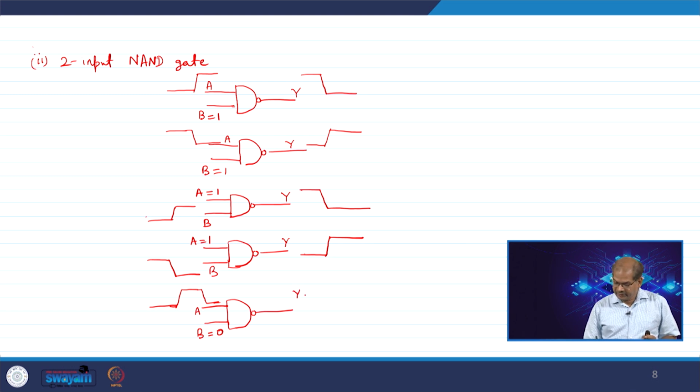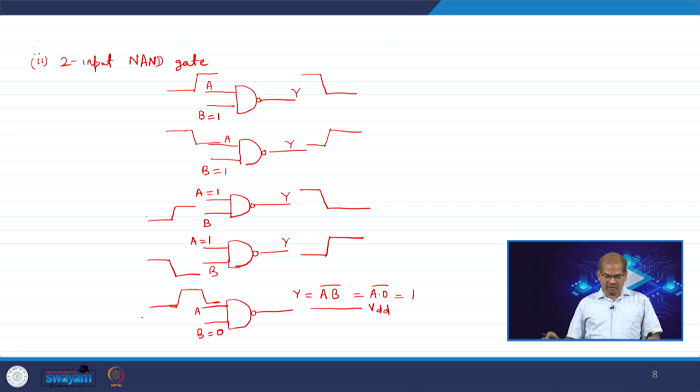Your Y is basically A into B bar. So, B is 0 means A into 0 bar, and 0 bar is 1. So, output will be held to VDD irrespective of change in the A input. Even if you do a transition in the A input, the signal will not pass to the next stage. So, it is not a valid timing arc. Your 2 input NAND gate has 4 timing arcs.